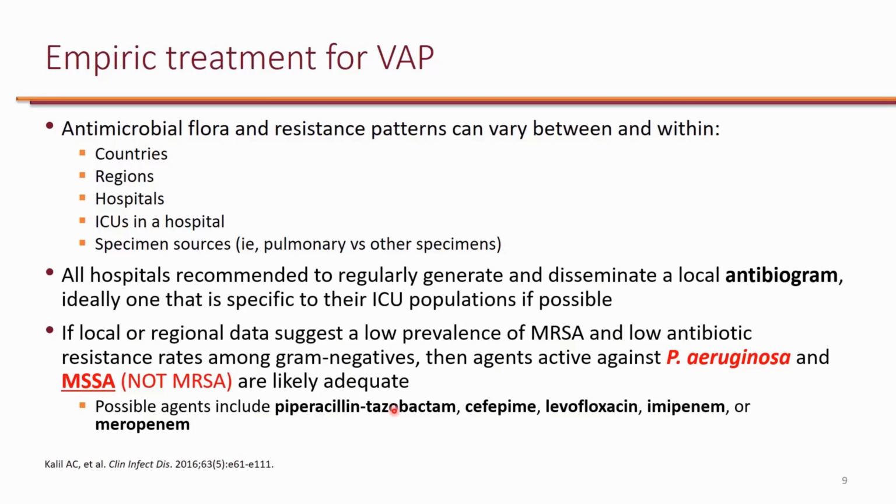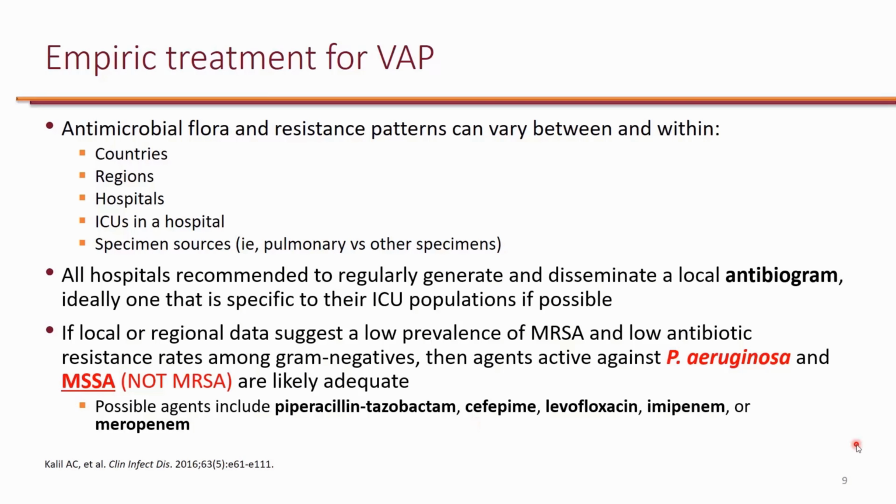And there are some agents that cover Pseudomonas as well as MSSA. So piperacillin-tazobactam and cefepime, for example, cover Pseudomonas as well as MSSA. And while they do not cover MRSA, if based on local resistance patterns we think that it's unlikely to have VAP due to MRSA, it will be okay to use them.